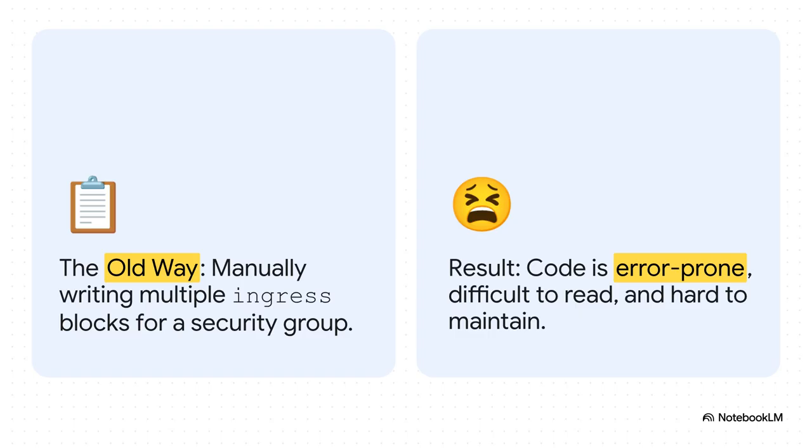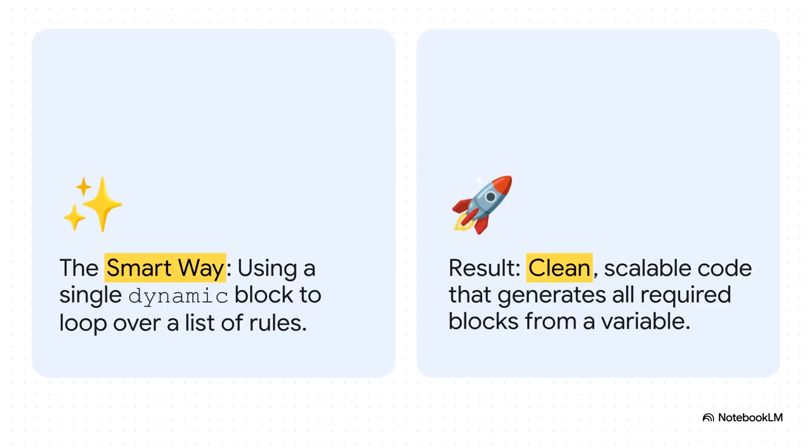I mean, sure, it works, but just look at it. It's a mess, it's hard to read, and if you need to change something, you're changing it in 10 different places. There has to be a better way. And here it is, the dynamic block. This is your secret weapon against that repetitive junk code.